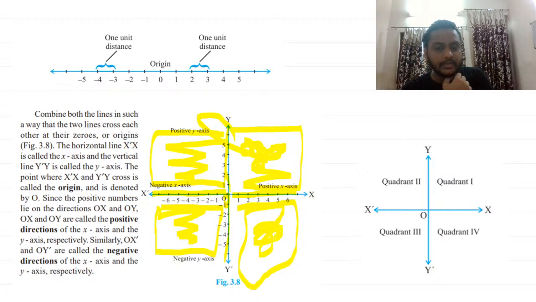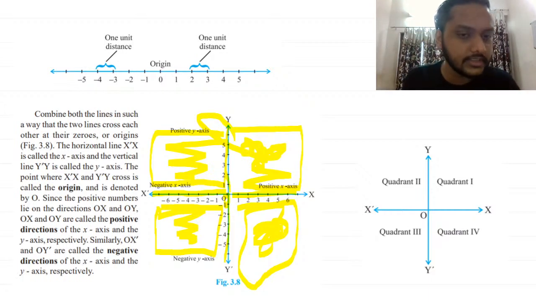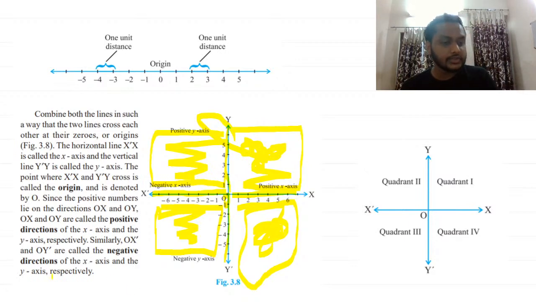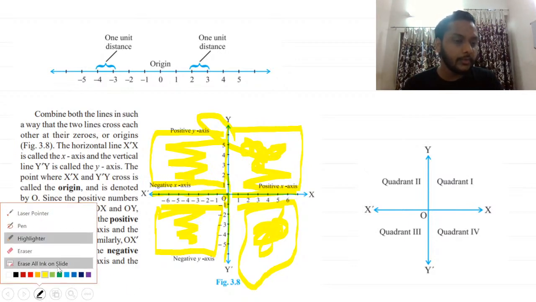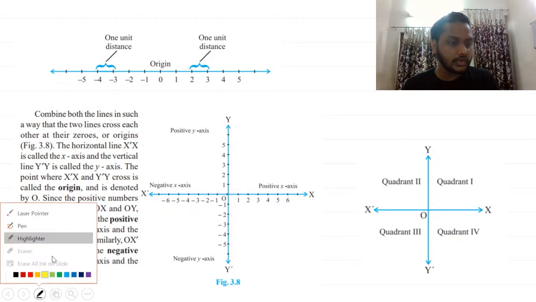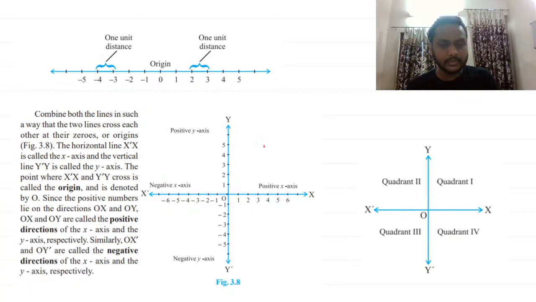So when you have drawn these lines y and x, the whole page has been divided into 4 different sections, and we call these 4 sections the 4 quadrants. What do we call these four sections? We call them the four quadrants, where this is the first quadrant, this is the second quadrant, this is the third quadrant, and this is your fourth quadrant.